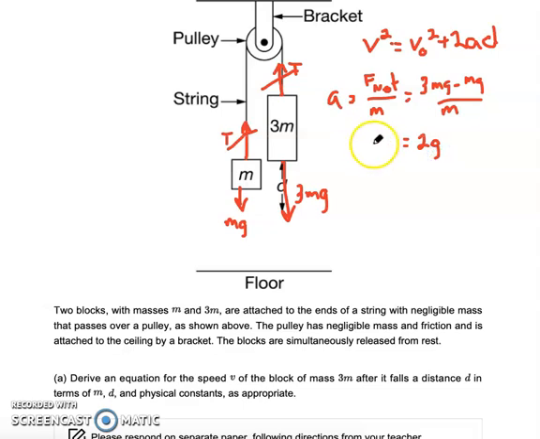Okay? No, that's not right. I'm sorry. Silly mistake. All over 4m. Silly me. All right, so we have 3mg minus mg, which is 2mg over 4m, and we get 1/2 of a g. All right, we expect that the acceleration has got to be some fraction of g, and there we go. So we put that in here. We know that v naught is 0, so v squared equals 2 times 1/2 g, or g times d, so v is radical gd. All right, that's pretty straightforward.